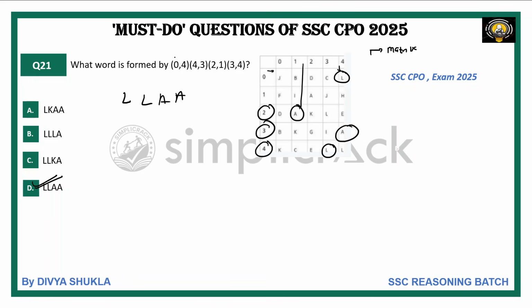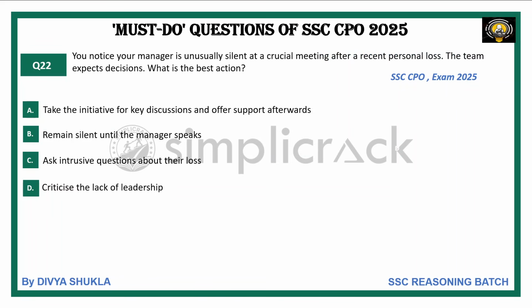Always remember, this is the first part, that means this is the vertical part, and this is the horizontal part. I hope this is clear. Let's move to the next question. You notice your manager is unusually silent at a crucial meeting after a recent personal loss. The team expects decisions. What is the best action?